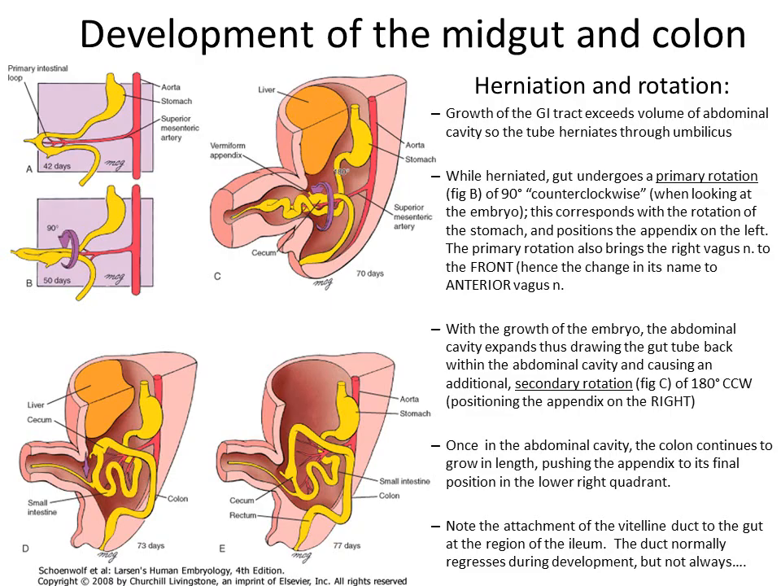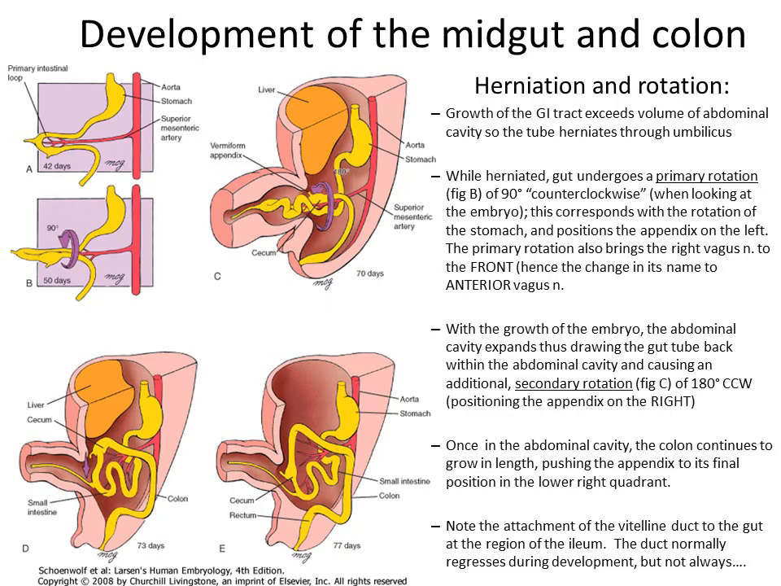With the growth of the embryo, the abdominal cavity expands, drawing the gut tube back within the abdominal cavity and causing an additional secondary rotation of 180 degrees counterclockwise, moving the appendix to the right. Once in the abdominal cavity, the colon continues to grow in length, pushing the appendix into its final position in the right quadrant, with attachment of the vitelline duct to the gut at the region of the ileum.